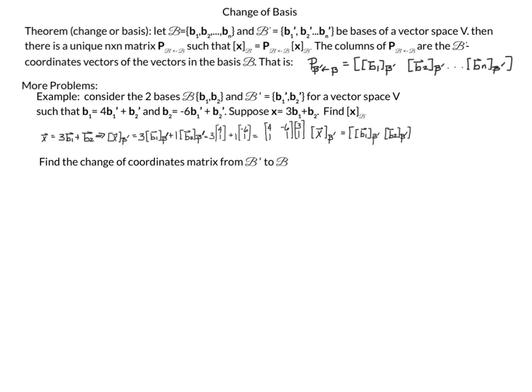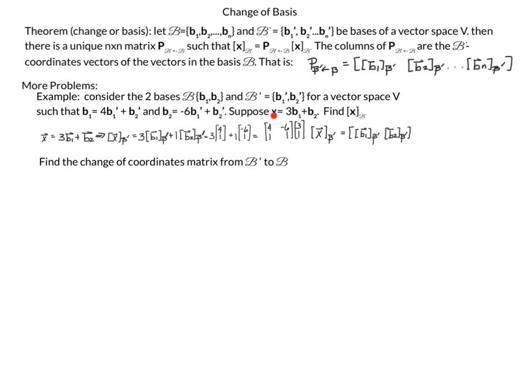Our next problem is based on this example we had previously done. So we'll review that first before we come up with our new problem. The example we had done was to consider two bases, B, which is equal to B1, B2, and B prime, which is equal to B1 prime, B2 prime, for vector space V. We're given that B1 is equal to 4 B1 prime plus B2 prime, and B2 is equal to -6 B1 prime plus B2 prime.